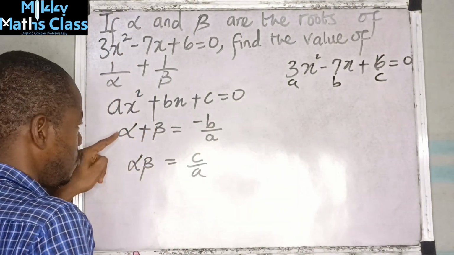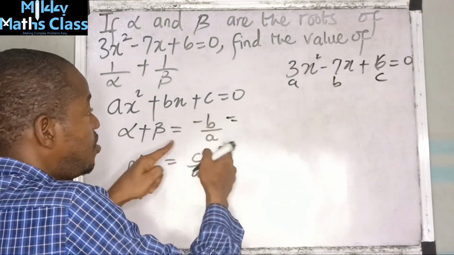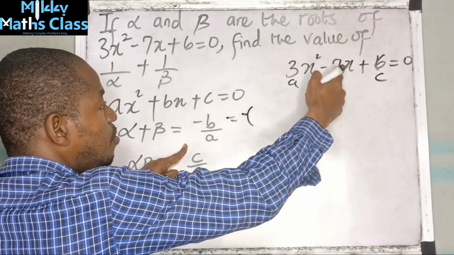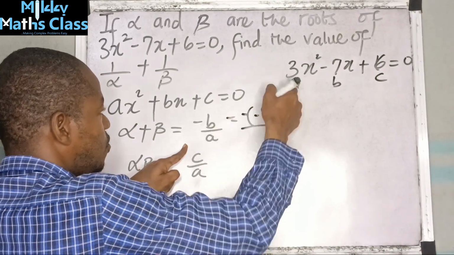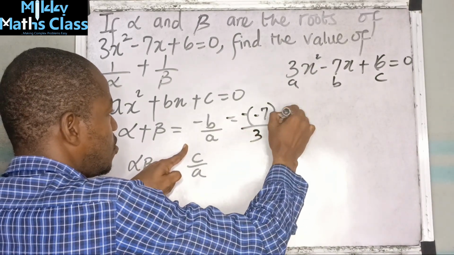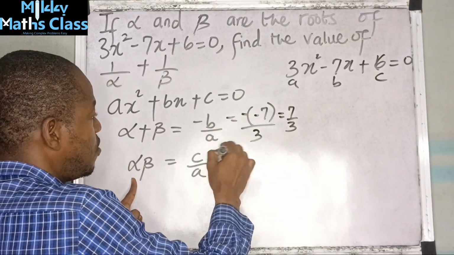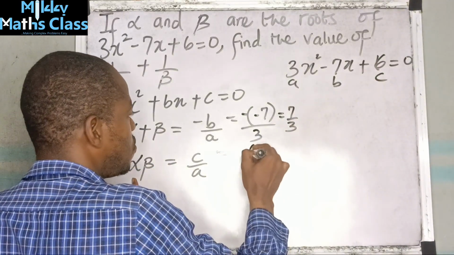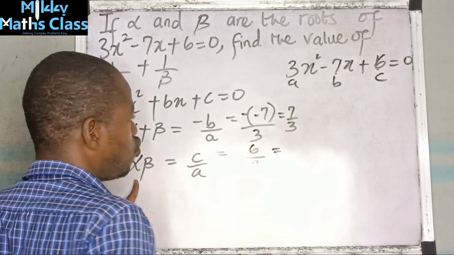So let's input it. Alpha plus beta is equal to negative b, and b is negative 7, so negative b over a is 7 over 3. Now alpha beta is c over a. Our c is 6 over what's our a? 3, which is 2.